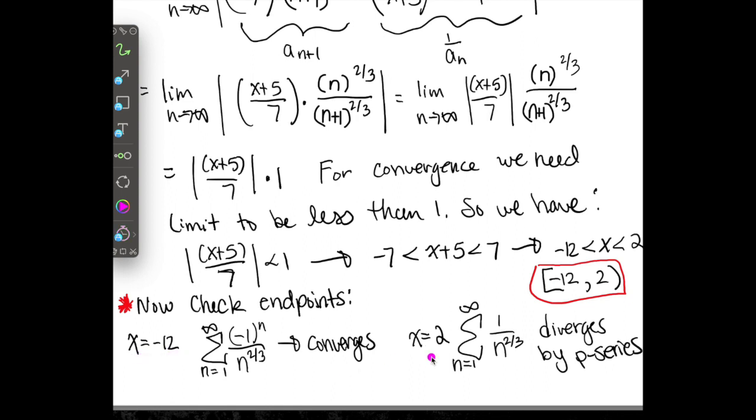When I go back up to the original series and plug in x is 2 and I simplify it, this is the series that I get. And we know that based on our knowledge of p-series, this series is going to diverge because this p is less than 1. So when we write out our final interval for the interval of convergence, I can include negative 12, but I'm not going to include x equals 2. So this is going to be my final interval.